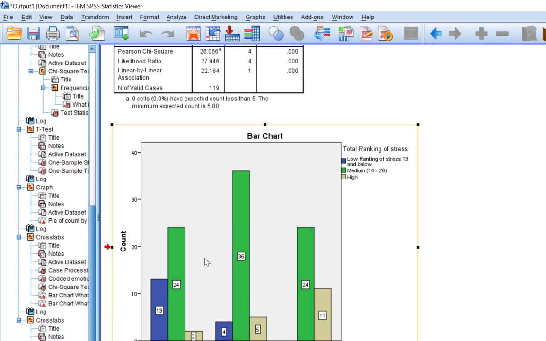So you can see that 13 people who had low ranking of stress are also low exhausted. 24 people, only 2 people with high stress said low exhaustion. Moderate exhaustion, that's most people. But then look at this, 2, 5, 11. That's pretty cool. What is the green one shown here? Moderate stress. These are people with moderate rankings of stress and high exhaustion.